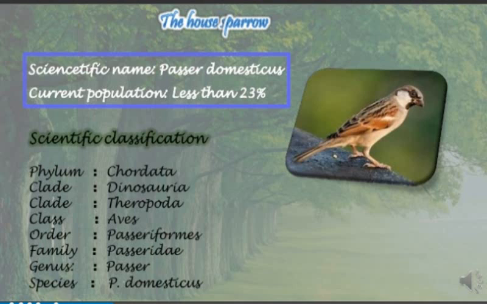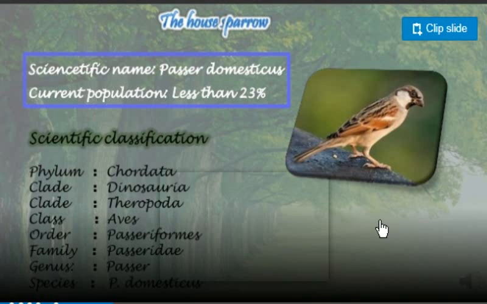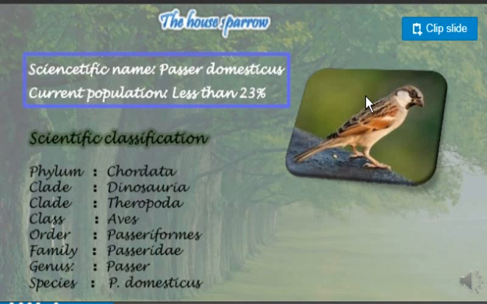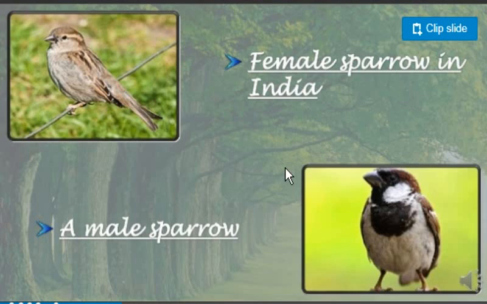The house sparrow, scientific name Passer domesticus, current population less than 23%. It is an endangered bird which lives in India. A female sparrow in India. A male sparrow in India.